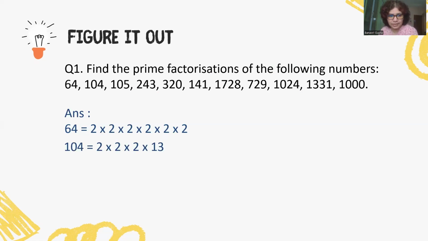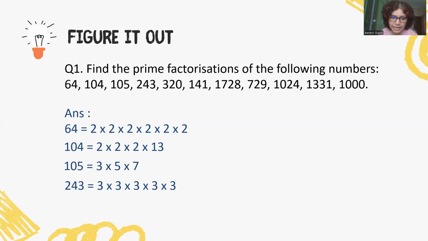104 is, this is a prime factorization. We cannot break it further. All these are prime factors. 105 is 3 into 5 into 7. 343 is again 3 to the power 5. That means 3 multiplied 5 times.